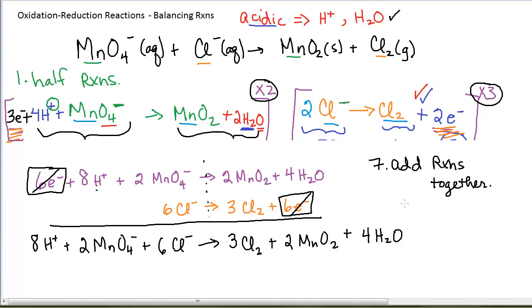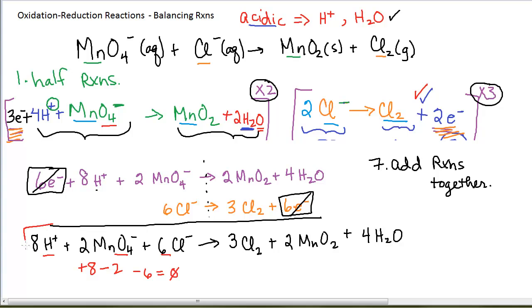It's a good idea at this point to check and make sure it's still balanced. It needs to be balanced for elements, 2 manganeses, 6 chlorines, all the oxygens have to balance, all the hydrogens have to balance. It also needs to be balanced for charges. The charge on the left should equal the charge on the right. The charge on the right is easy, it's neutral, 0. And if I add up my charge on the left, I've got a +8 for these 8 H pluses. I've got -2 for this one and -6 for this one. So I do have a 0 charge on the left. So that's a good double check to do to make sure that I've balanced it correctly.